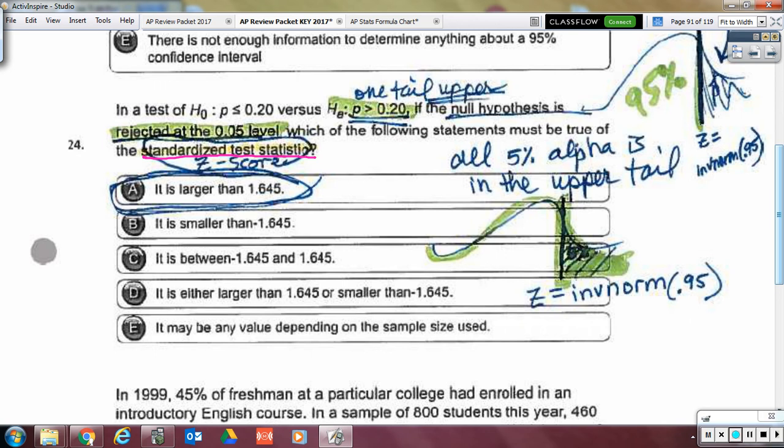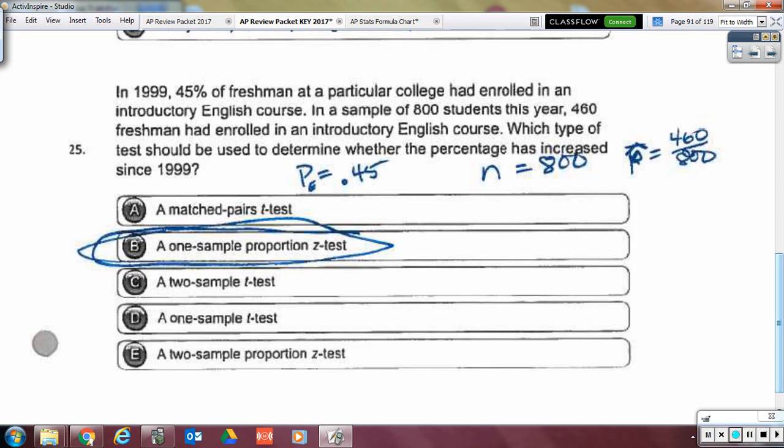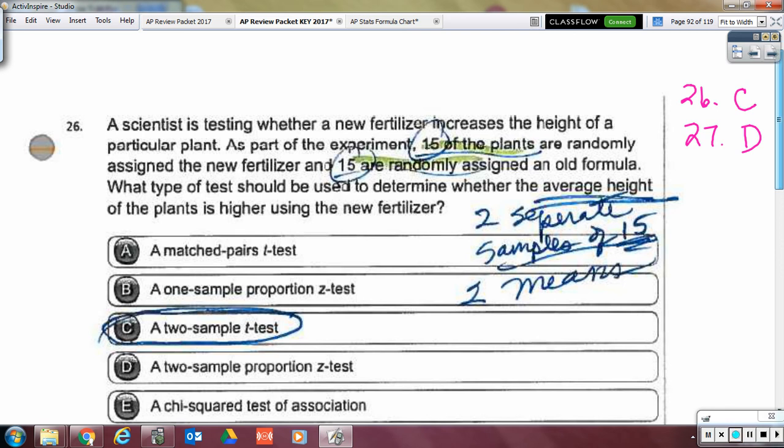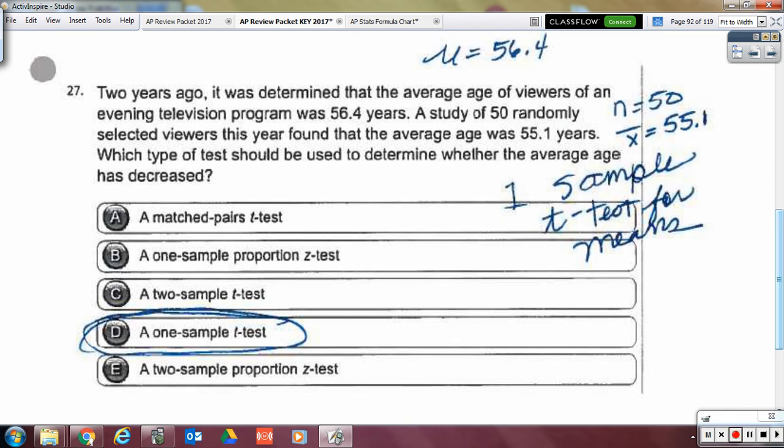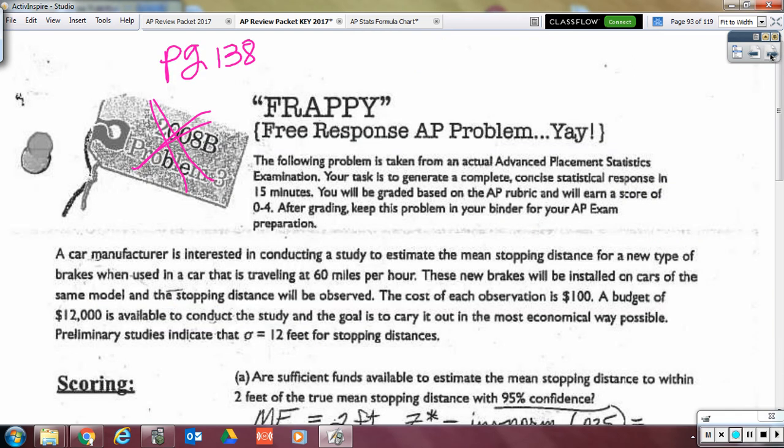I'm going to give you a hint on this. It says, what must be true of a standardized test statistic? This word, standardized test statistic, means z-score. Your standardized test statistic, your z-score. So it's asking you about that z-score. Number 25 is B. And 26 is C. And 27 is D.